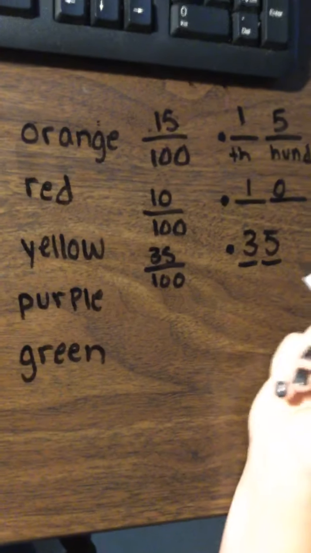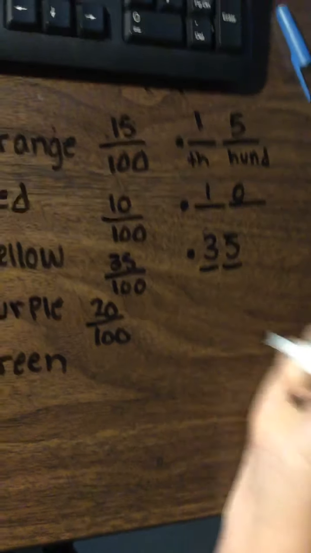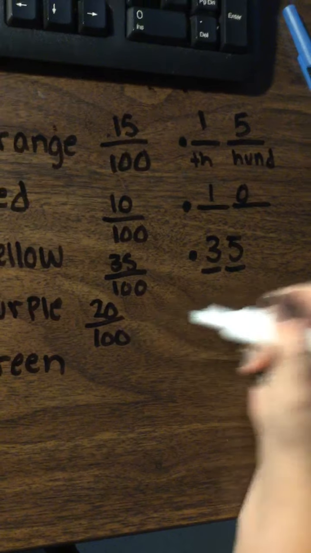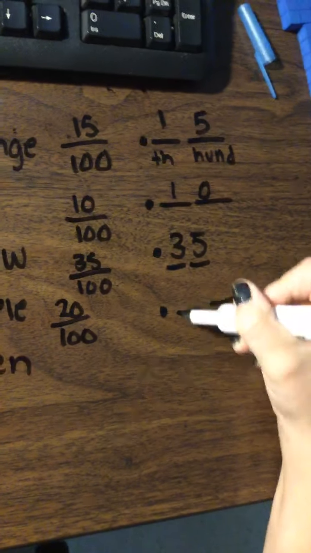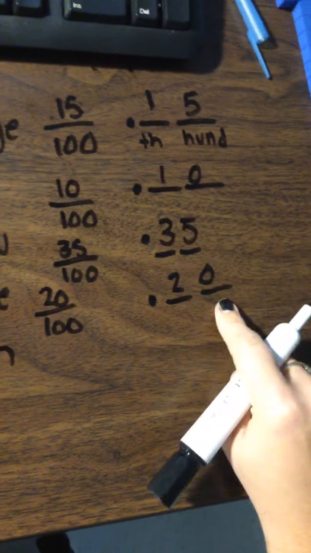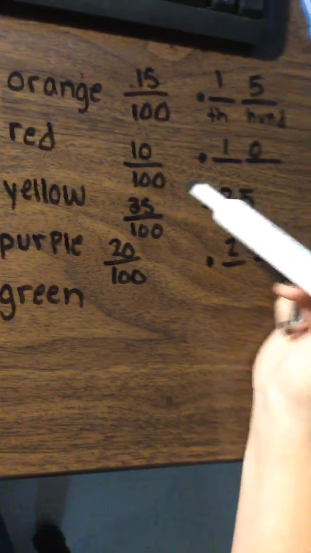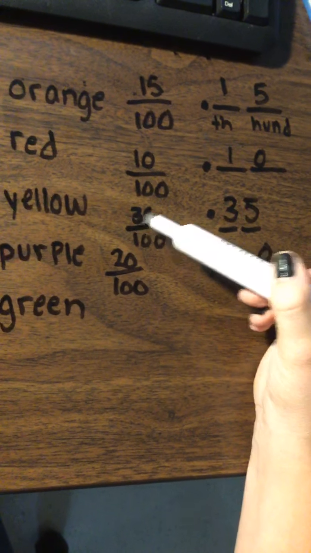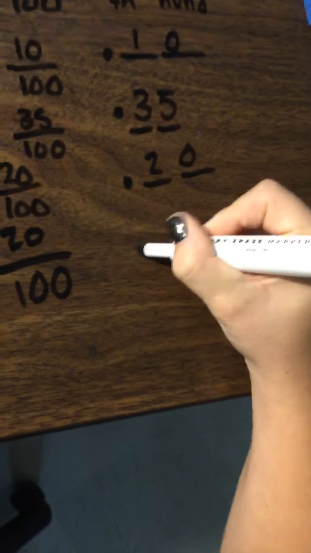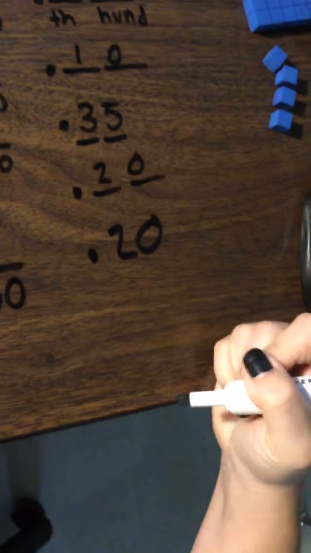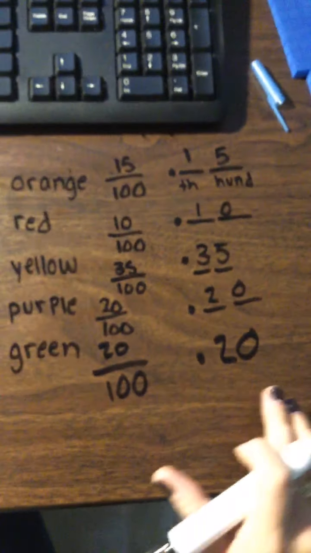For purple, let's say we have 20 purple. 20 out of 100, 20 hundredths. So over in your place value, when you're converting this to a decimal, I don't have 20 tenths, I have 20 hundredths. And then lastly, let's see, I've used up 15, 25, 35, 45, 55, 60, 70, 80. So that means I have 20 left for green. So that means my green would also be like that. Okay, so those are some conversions of fractions to decimals.